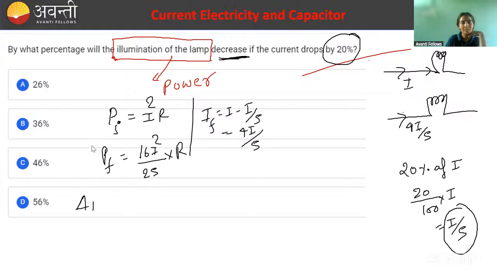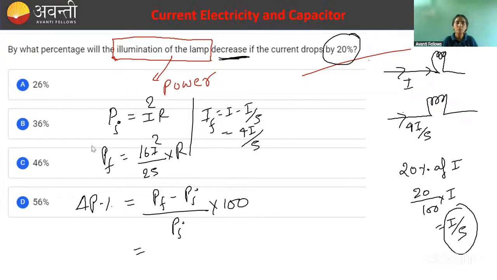So, percentage change in the power. You will calculate final power minus initial power divided by initial power into 100. This is how we do the calculation, right? So, final power को आप initial से subtract करो. But here the final power is less, so this term will come out negative. So 1 minus 16/25, how much will it be? 9/25.